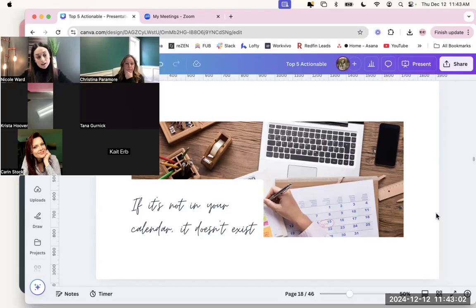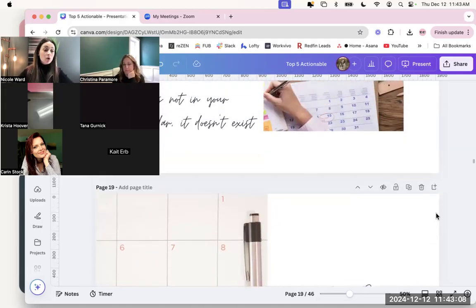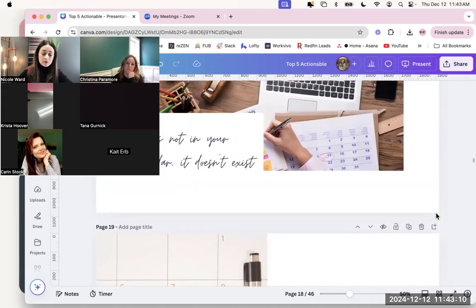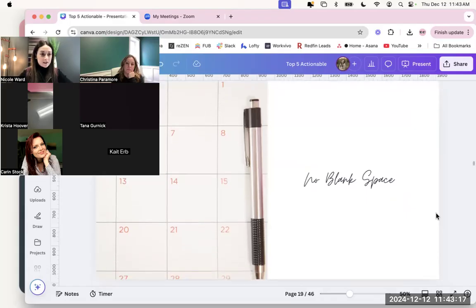If it's not in your calendar, it doesn't exist. And that includes working on your business. If you don't time block out your days, it won't exist. You won't do it. If you stay home and you don't time block, you'll end up doing the dishes or cleaning or running errands or whatever. Try not to have any blank space in your calendar.